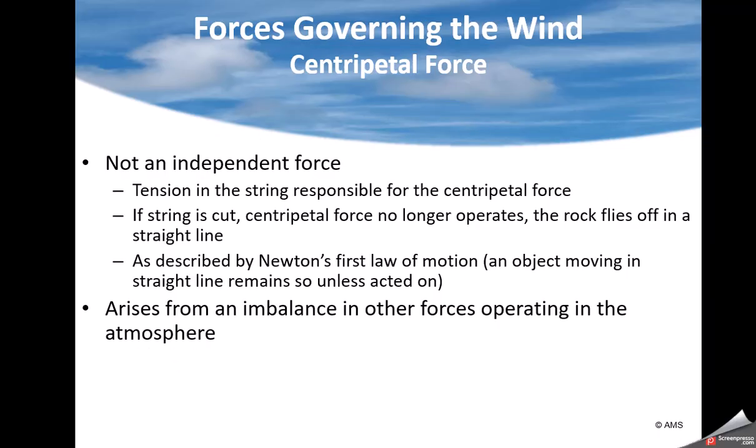And it's not an independent force. It arises from an imbalance of other forces. So Newton said that if I start an object in motion, it's never going to change. It's going to always keep moving in the same direction unless a force acts on it. So that object is never changing its motion. So if I start a little piece of wind moving, air moving in one way, unless something acts on it, it's just going to keep moving straight. That action is centripetal force. It makes the air turn, in this case.